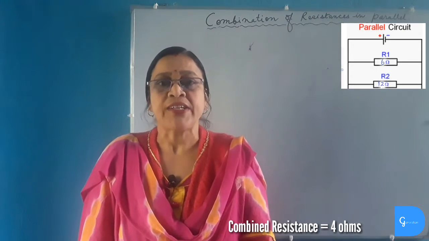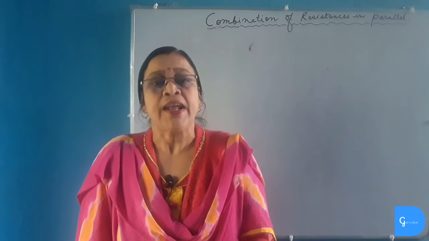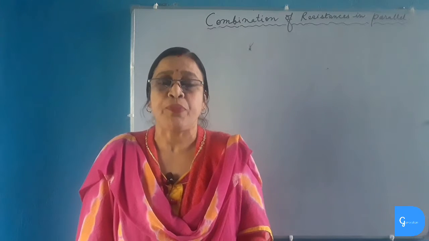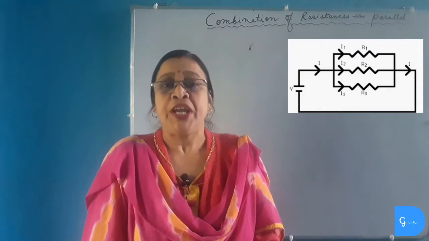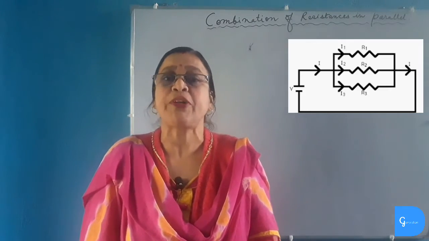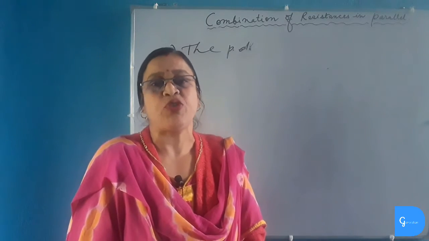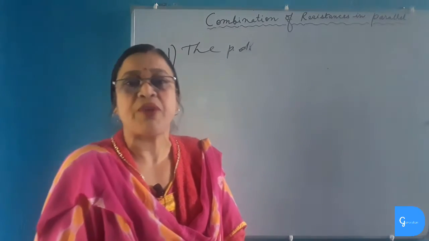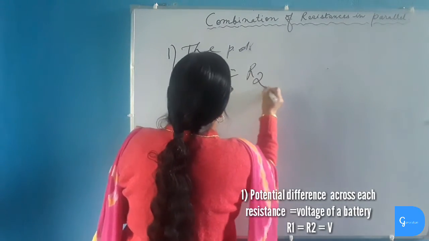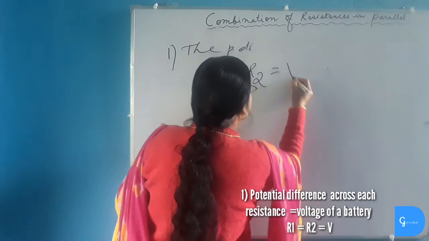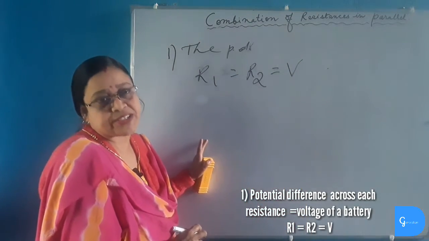This is due to the fact that when resistances are connected in parallel, the resistances are reduced and current flowing in the circuit is increased because the current gets an additional path to flow through the circuit. In parallel combination of resistances, we must remember two most important things. Number one, the potential difference across each individual resistance will be equal to the voltage of the battery. That is, the potential difference across R1 and the potential difference across R2 will be equal to the voltage of the battery V. So, potential difference does not change in parallel combination of resistance.